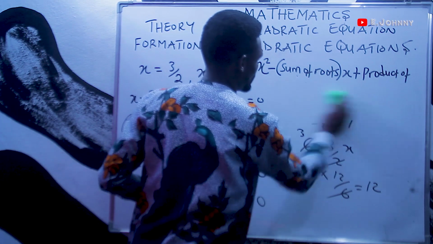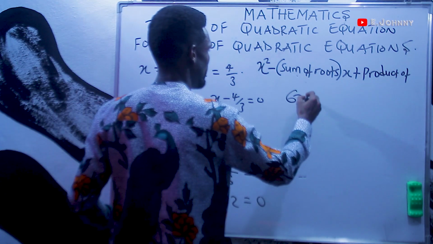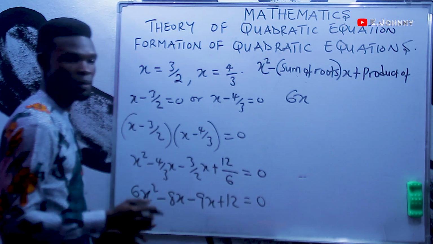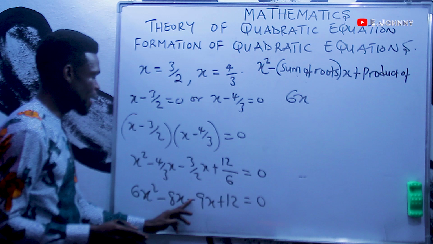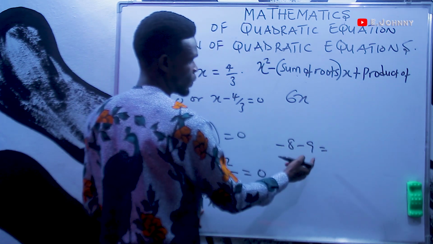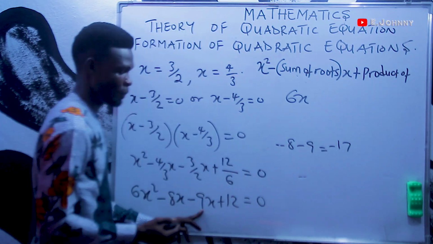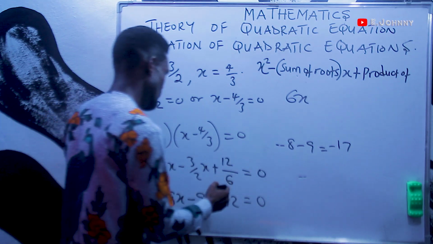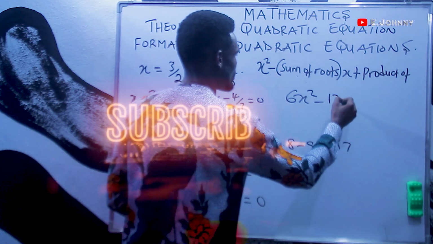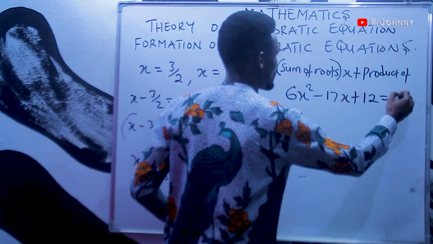Having cleared the fraction, you can see it's easy. So, you now have 6x squared minus 8x minus 9x. In other words, minus 8 minus 9. Minus minus is plus. So 8 plus 9, 17. Minus 17x. That is 6x squared minus 17x plus 12 equals 0.